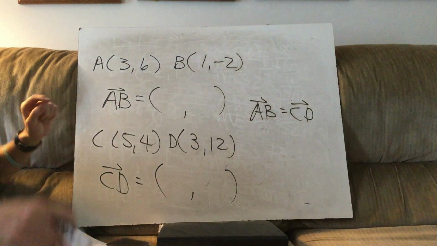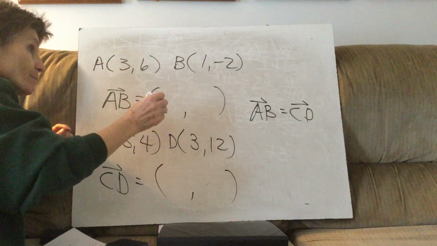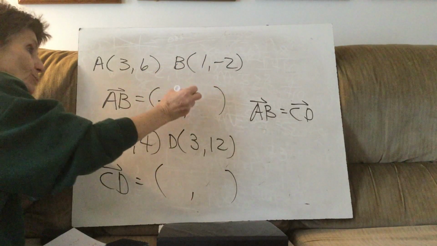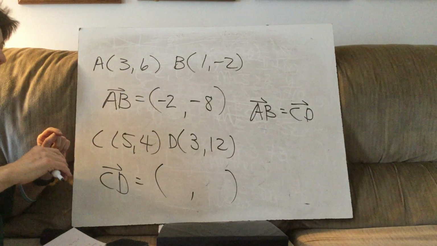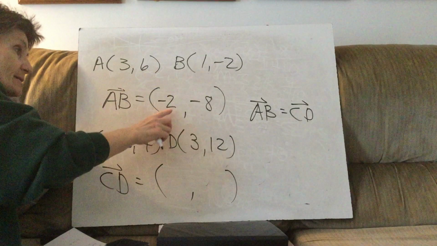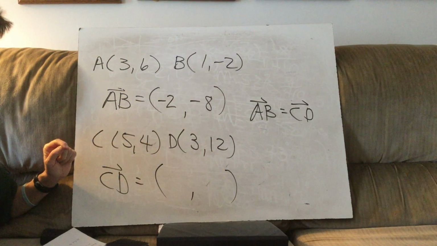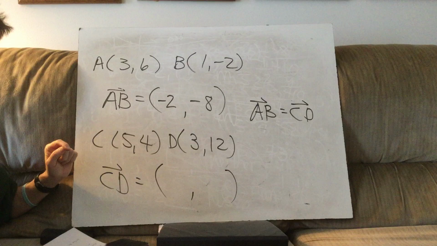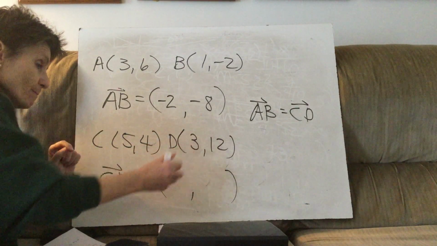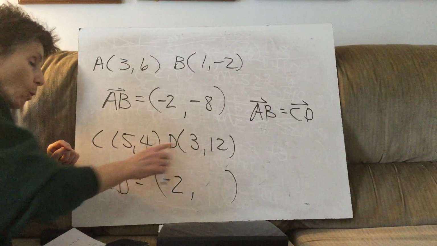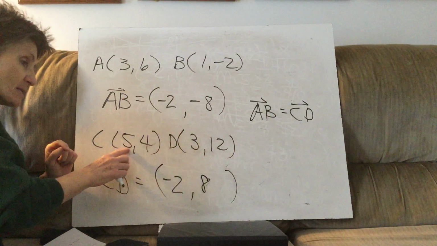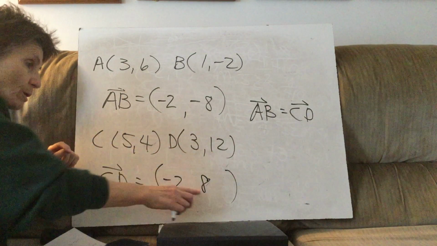So here we go. 3 to 1 is -2. 6 to -2 is -8. It's easier for you, do 1 minus 3 and -2 minus 6. Here are the coordinates of vector AB. Okay, now we're going to do CD. 5 to 3 is -2. 4 to 12 is +8. Or 3 minus 5, 12 minus 4.